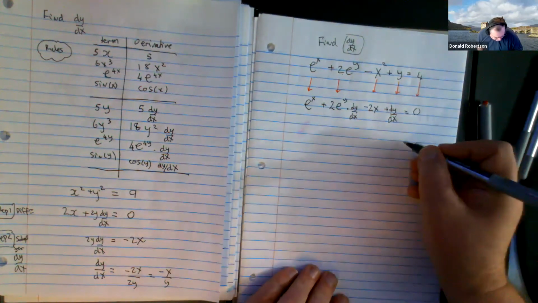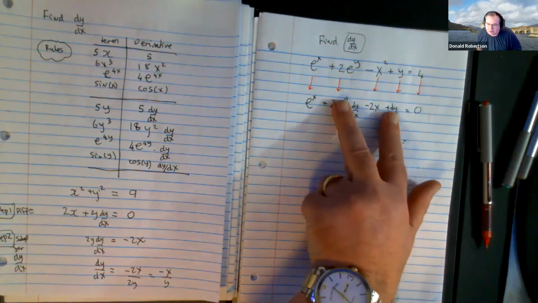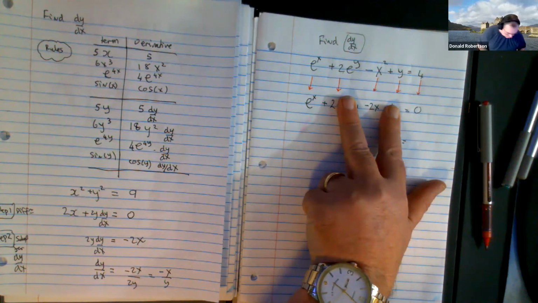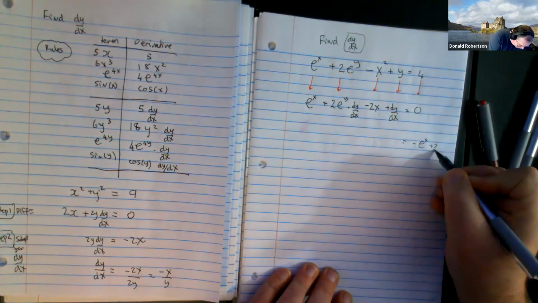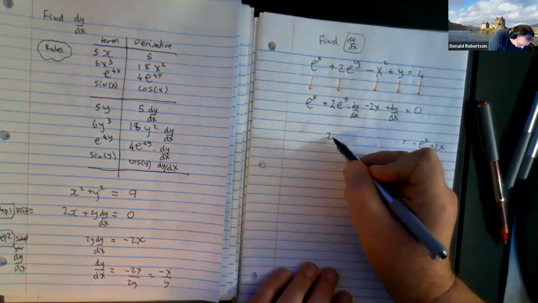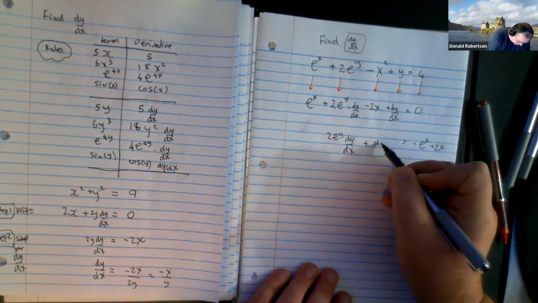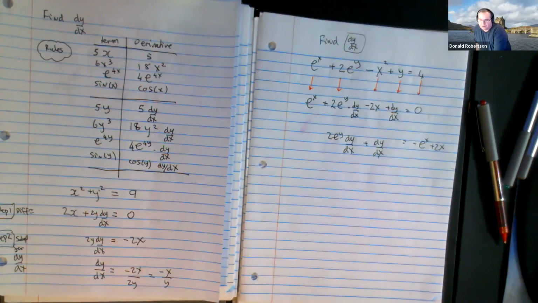Now, there are two different places, so agree here and here, that have dy by dx's. I'll cover them up now. Do you see that there's two terms that don't have anything with a dy by dx? So I'm going to subtract e to the x from both sides, and I'm going to add 2x to both sides. So subtract e to the x, and add 2x to both sides. Okay, we're 2 lines off getting the answer.